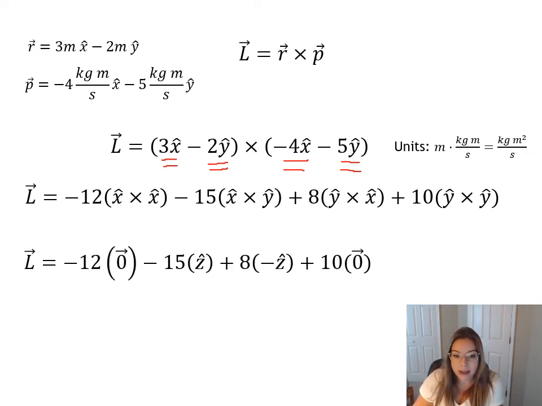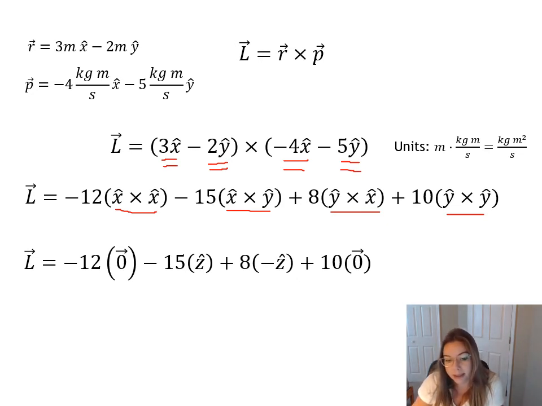X crossed with x, that's a vector crossed with itself, so it is automatically the zero vector. X crossed with y, that equals z hat. Y crossed with x, that gives me negative z hat. And y crossed with y, that's another vector crossed with itself, that gives me another zero vector.